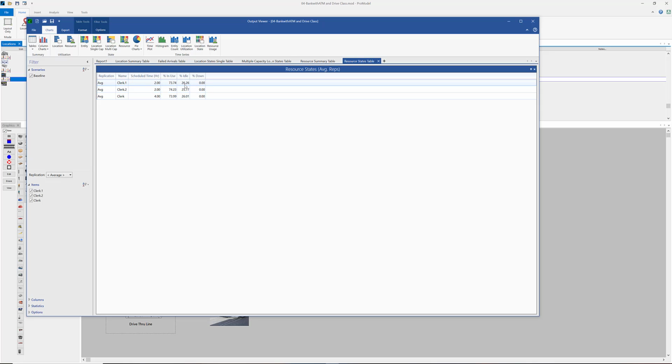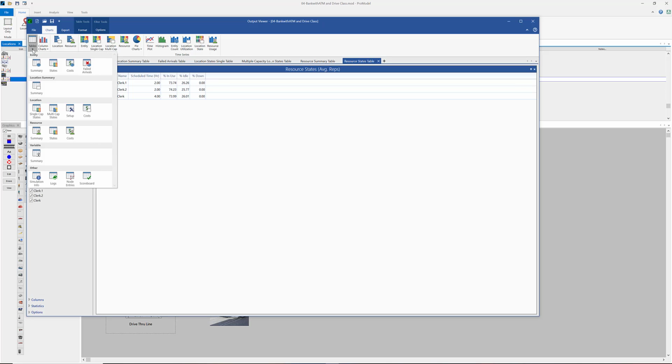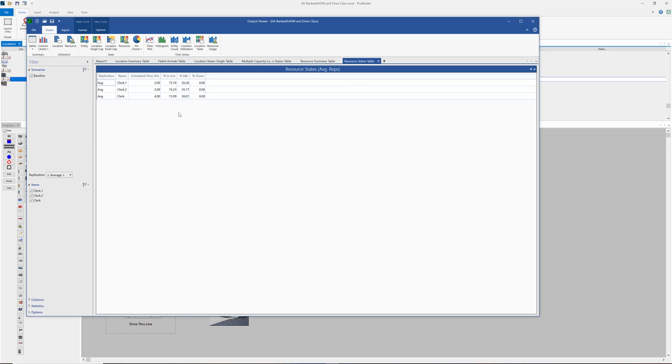And states. Clerk 1 again, percentage time idle, percentage in use. It looks pretty good. So the results look good, and we can do a scenario analysis. For example, you increase the drive through windows to two, maybe inside capacity is reduced to one, and then clerks to be two, three, four. You can set up all those scenarios and run them.